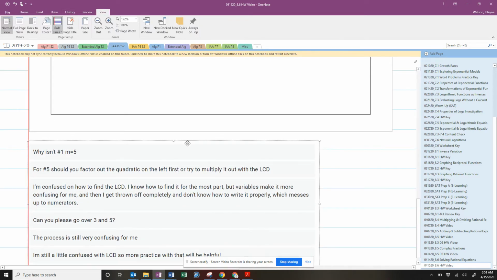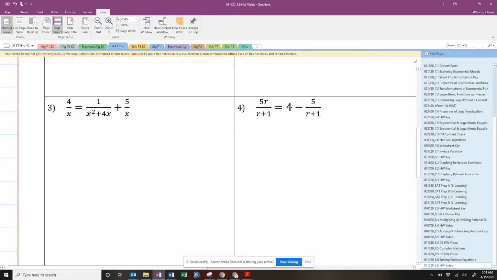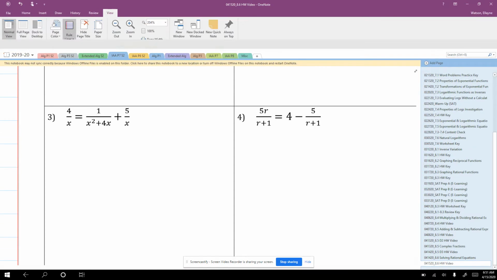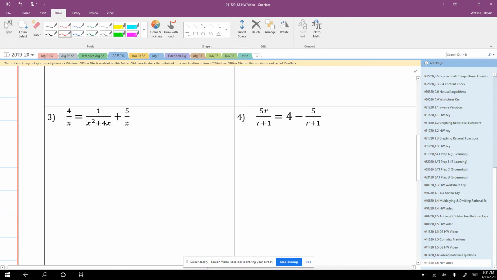Okay, so I said I was going to start with 3. The first step in solving is to get rid of the denominators. In order to do that, you need to find the LCD. Some of you are commenting you still need a little guidance and practice on LCD. So first, see if you need to factor any denominators. This one factors to x times (x plus 4), because the GCF is x.